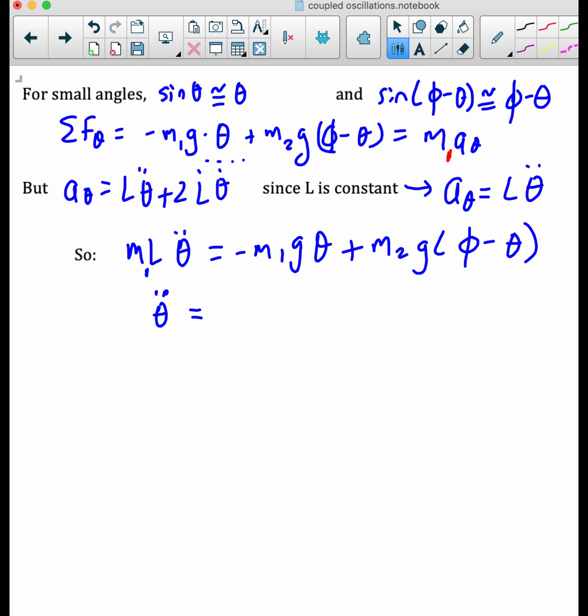Alright, so just dividing through by m1, I get minus g over l. And then I've got 2 theta terms, so I'm going to gather the like terms. So there's going to be m1 plus m2, and then I divided by m1, and those are the theta terms. Then for the phi terms, I'm dividing through by m1, so I just get that expression right there. And you can see that we're getting ready to load this into a matrix.